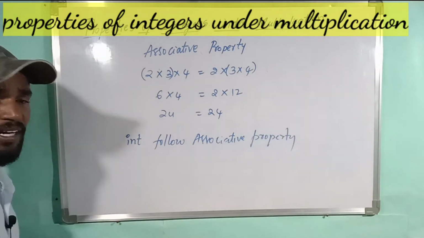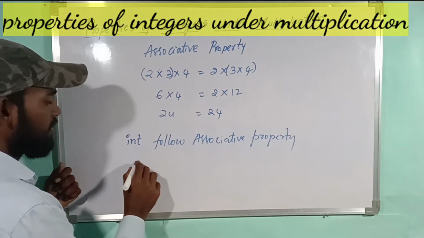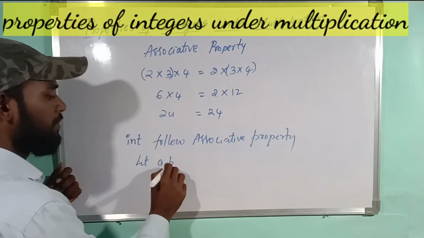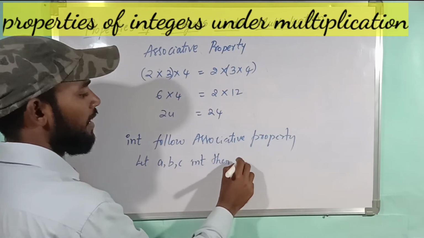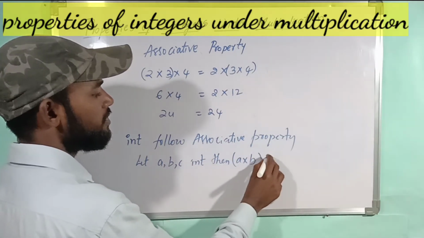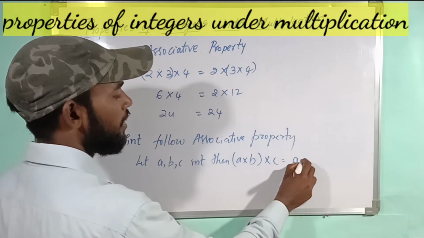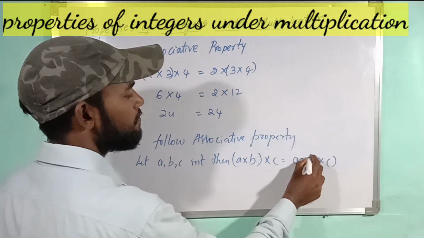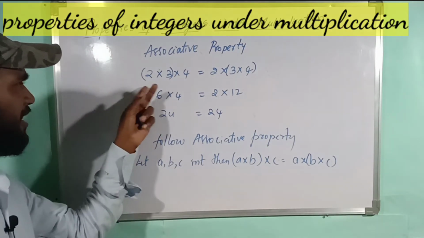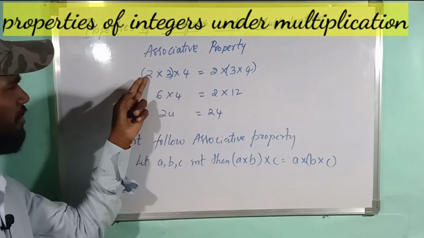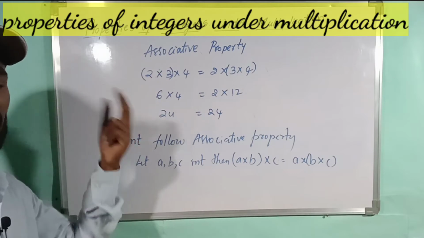So in general we can write: let A, B, C be integers. Then (A into B) into C is equal to A into (B into C). Okay, this is our associative property. You can take any integers. You can take minus 2, minus 3, minus 4 as you wish.